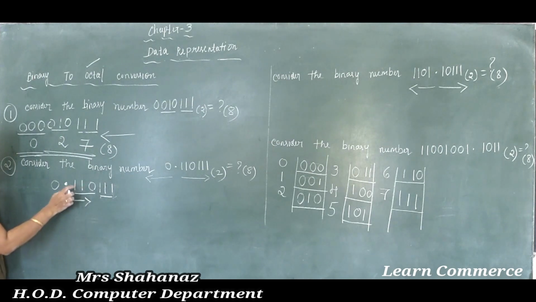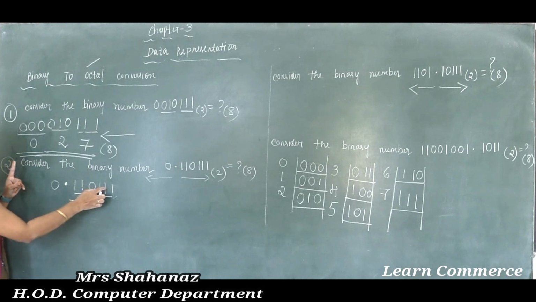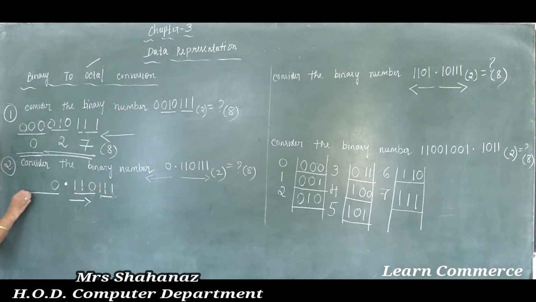You have to go in this manner. First of all you have to select 110 in one group of 3 bits, 111 second group. Clear this point? And later here just 0 is there, so you have to add 2 zeros, okay, to complete a grouping of 3. So now you have to move in this manner.